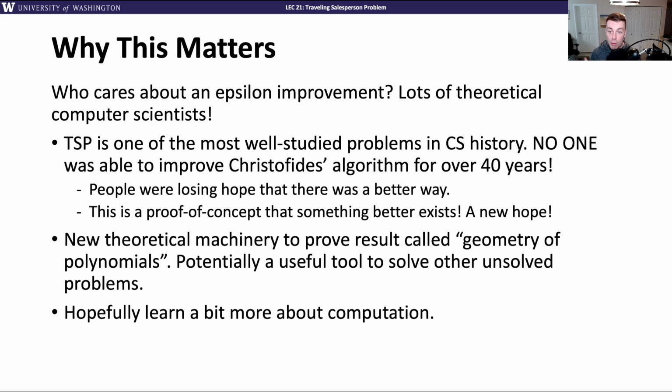Now, when everyone's trying to work on one problem and no one's making progress for 40 years, you start thinking that it's a lost cause. And so people are losing hope that there was a better solution out there. And so finding this improvement, even though it's such an absurdly small improvement, is a proof of concept that something better exists. And now there's hope that we might find an approximation algorithm that's much better.